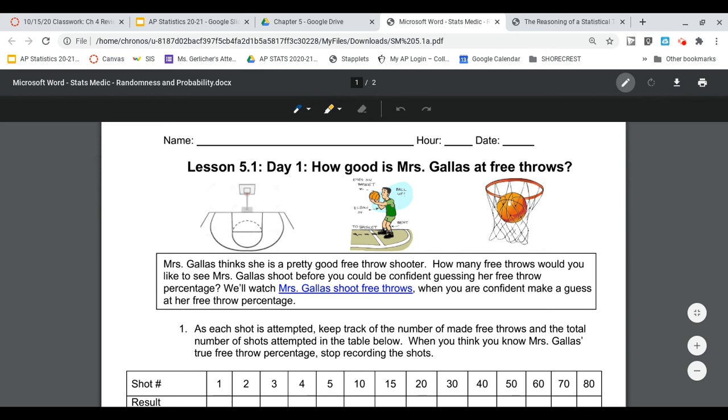How good is Mrs. Gallus at free throws? So it asks you to use an applet that I'm just going to use here. Instead of each group doing their own version of the applet, I'm just going to do one up here and then we'll all use that. Okay, so here's the basic idea.